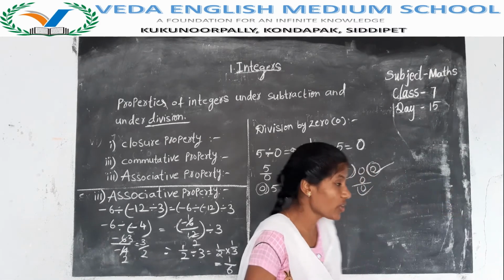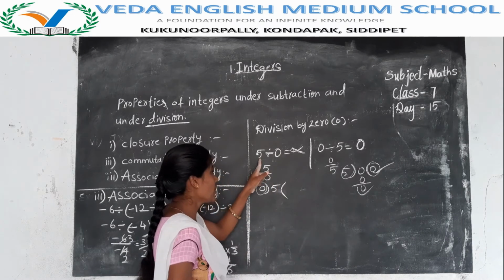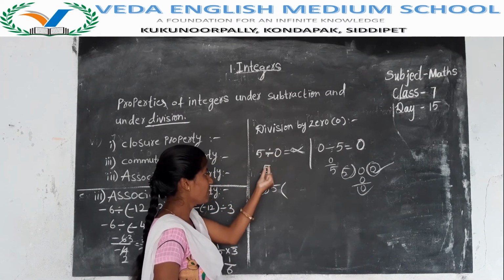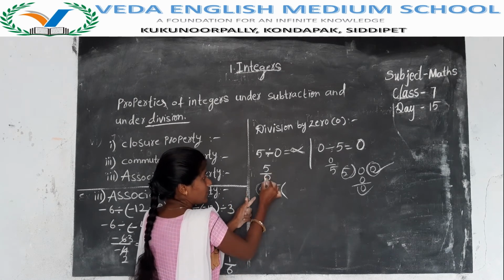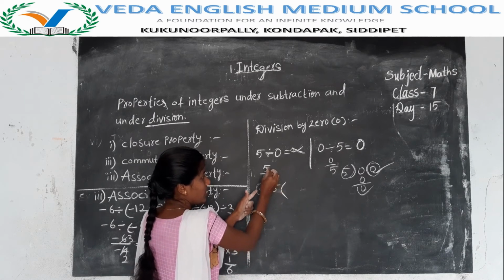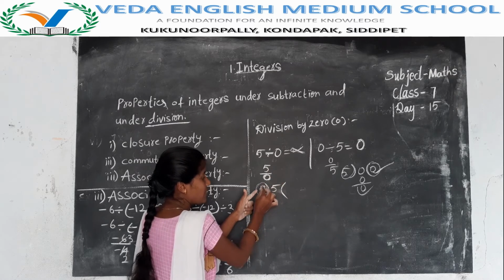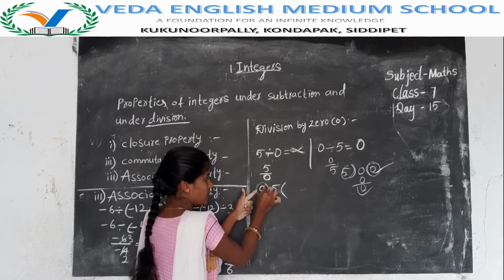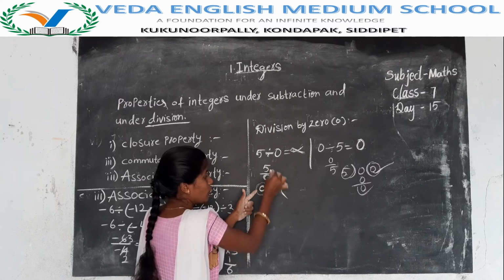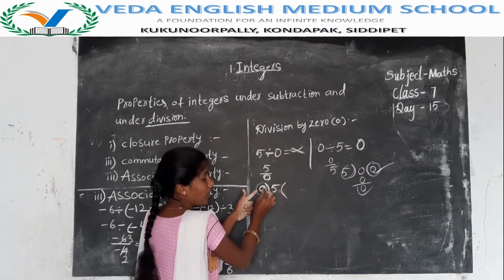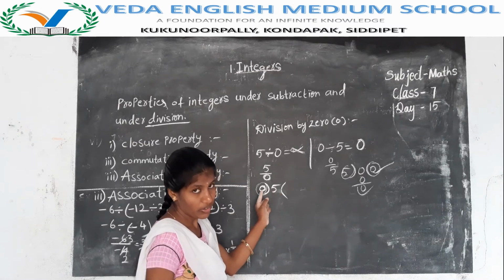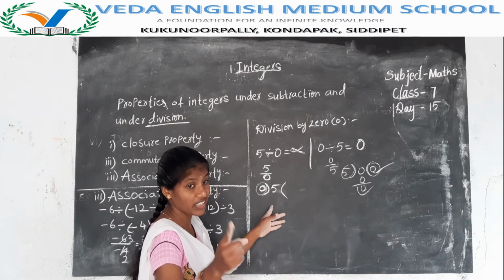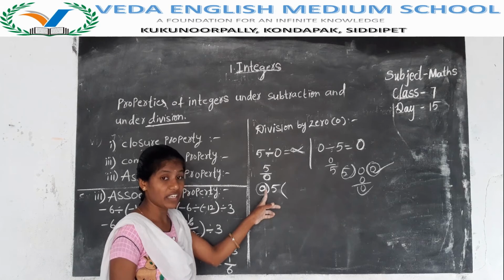We cannot define it because while we are writing 5 divided by 0, we can write 5 by 0 also, no problem. Then how to divide? Numerator is the dividend and denominator is the divisor. I have taken 0 as divisor, numerator as dividend. Now you have to multiply 0 with 5. Do you know 0 table? We don't know 0 table. We cannot define here.